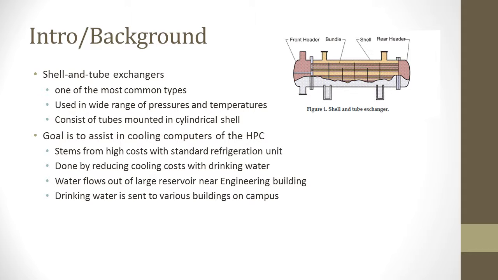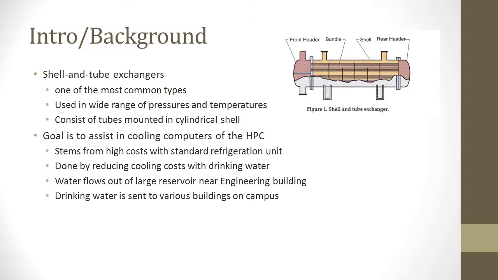Introduction and background. Shell and tube exchangers are one of the most common types of exchangers and are used in a wide range of pressures and temperatures. They consist of tubes mounted in a cylindrical shell. An example of what one would look like is shown in Figure 1.